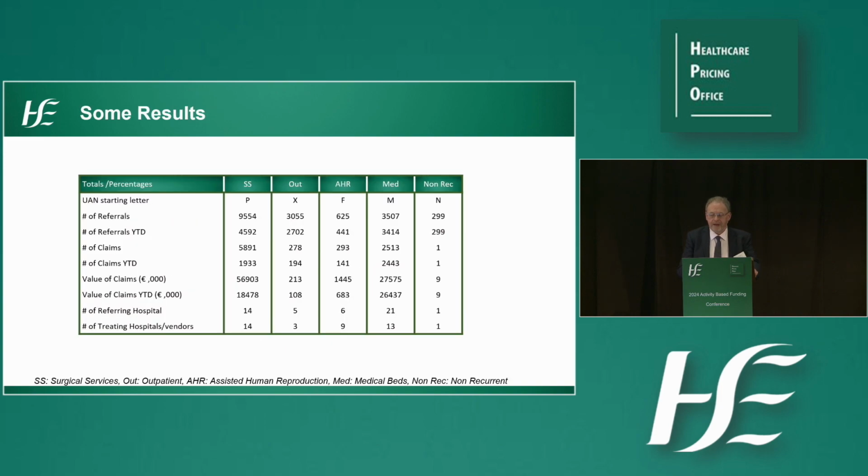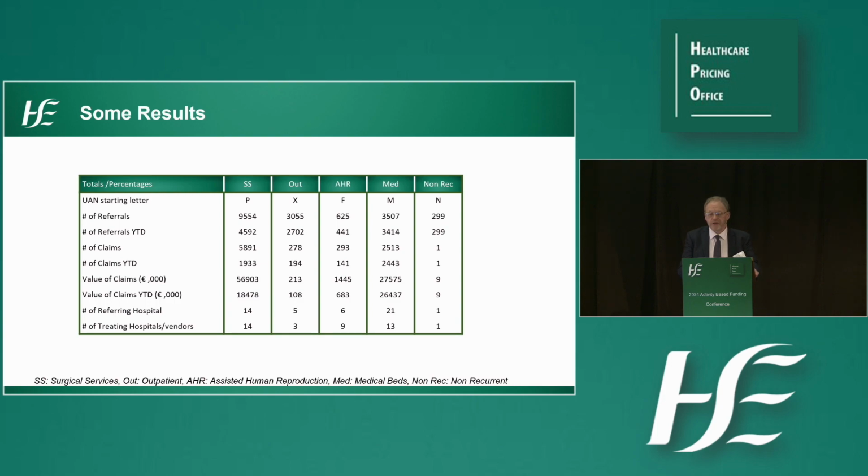Just some results we have for those things. So you can see across the top we have surgical services, outpatients, AHR, medical beds, and non-recurrent. And you can see that the UANs start with different letters so we can understand which one is which. The number of referrals for surgical services, across the whole island, so far over the whole system, is 9,554 cases. Outpatients 3,055, AHR 625, medical beds 3,507, and non-recurrent 299. Non-recurrent is the current one we're working on at the moment. And you can see some of the other things as well.